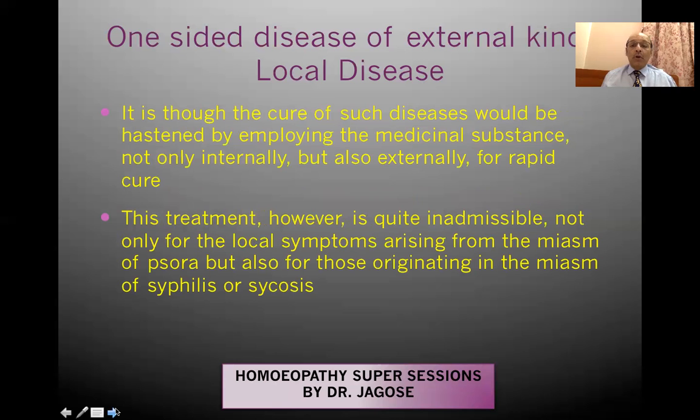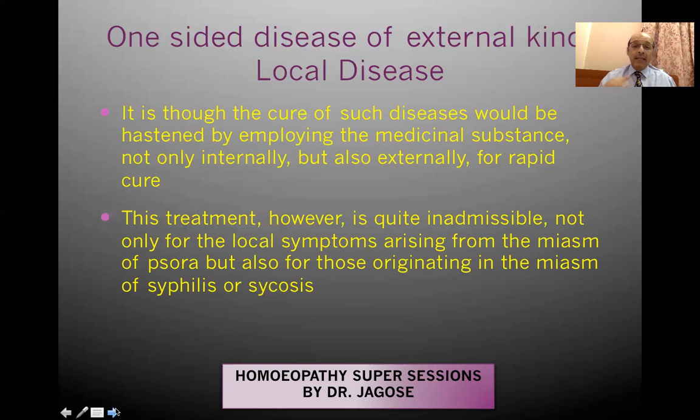It is thought that the cure of such disease would be hastened by employing the medicinal substance not only internally but also externally for rapid cure. So Dr. Hahnemann says that, however, a thought could come to your mind that by applying the external medicine as well as giving the internal medicine, the cure would be more rapid. He says this treatment, however, is quite inadmissible, not only for the local symptoms arising from the miasm of psora, but also for those originating in the miasms of syphilis or sycosis.